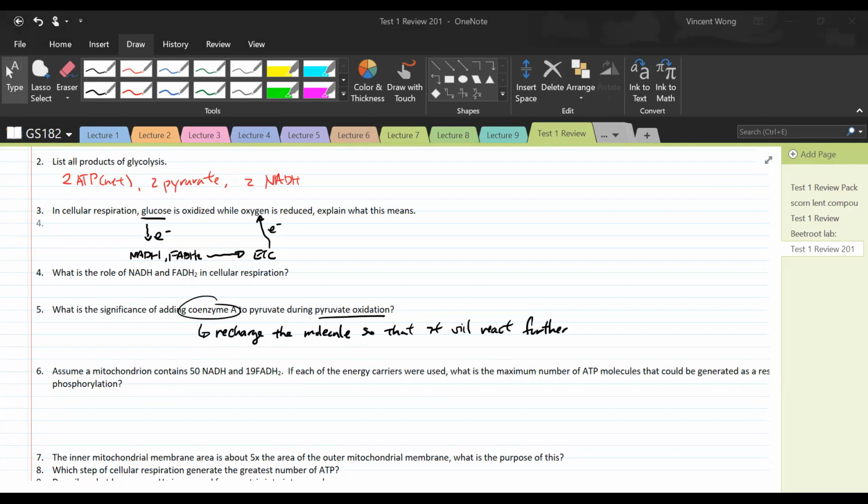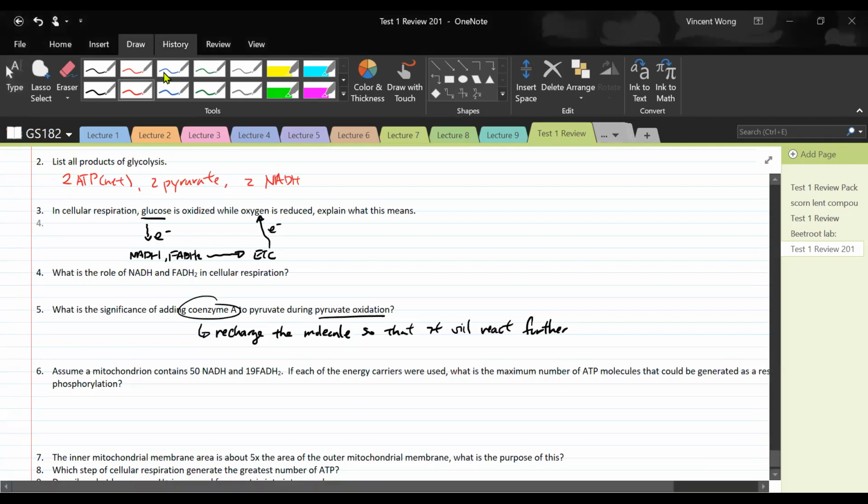Anybody? Okay, 188. Is that correct? Anyone else? We did quite a bit of these, right? Hopefully we have to multiply 3 for NADH and multiply by 2 here. So that's 150 plus 2 times 19 is 38. You add them up, 188. Okay.